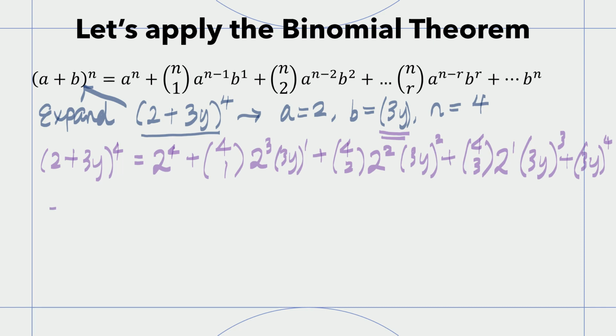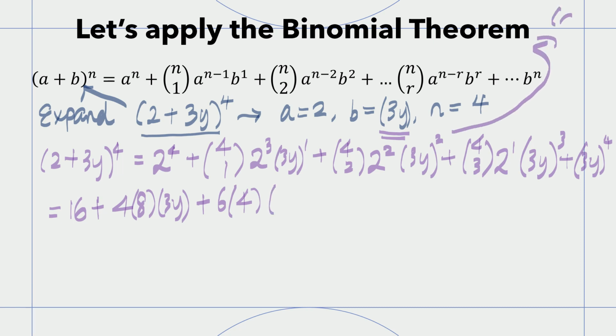Okay, let's continue. 2 to the power of 4, if you use a calculator, that will give you 16. And 4C1 is just using calculator 4 shift and C, 1. That gives you 4. 2 to the power of 3 is 8. Bracket 3y to the power of 1 is just 3y. Okay, 4C2, use a calculator again. 4 shift and C, 2. That gives you 6. 2 to the power of 2 is 4. Right, this one you apply this guy here. So that gives you 3 to the power of 2, y to the power of 2.